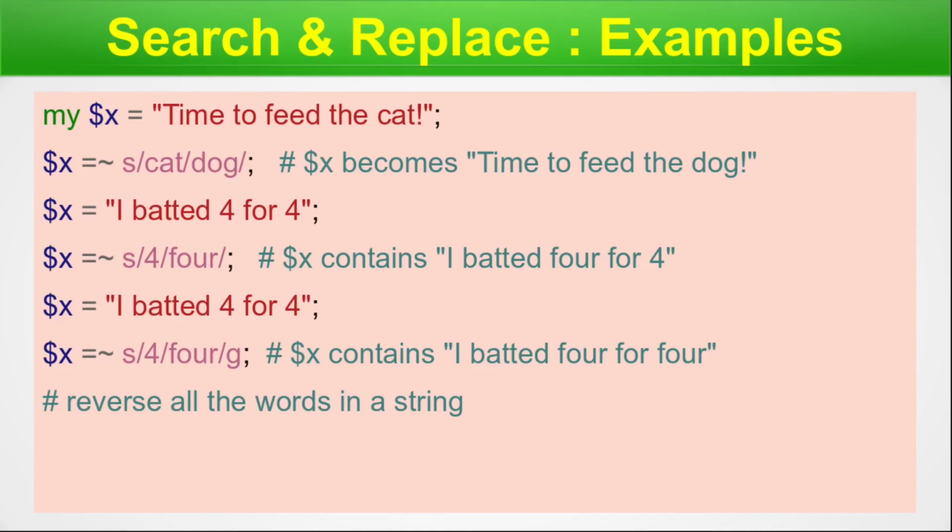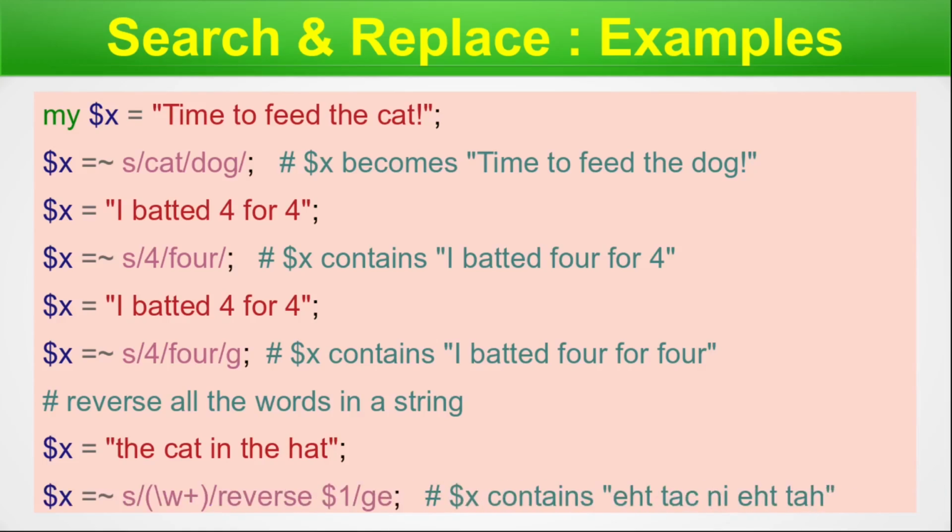Reverse all the words in a string. We have $x, "the cat in the hat". Now how do we do that? We have $x, then s, then we have \w+ within the first brackets, then we use a function called reverse, and then we use $1, and then we use ge as a modifier, and it does the purpose. I would like to ask you to try this at your end, with and without the modifiers, and see what the result is. So guys, we are done with this particular slide.